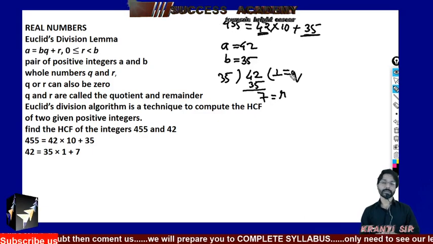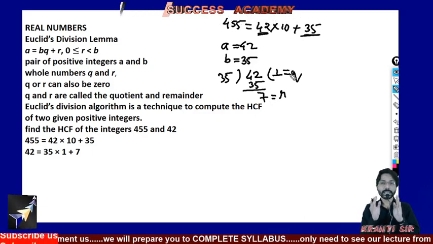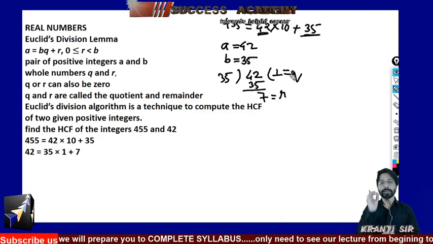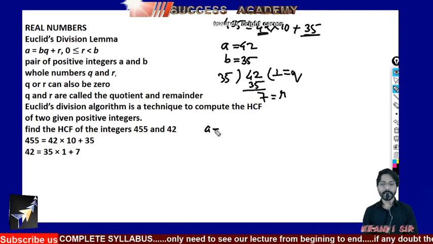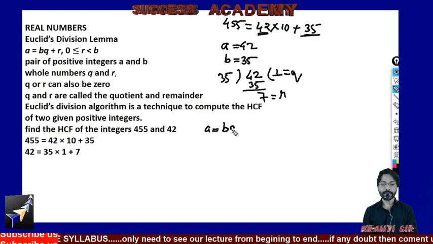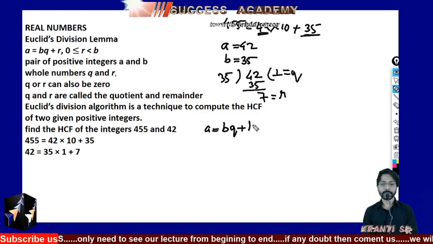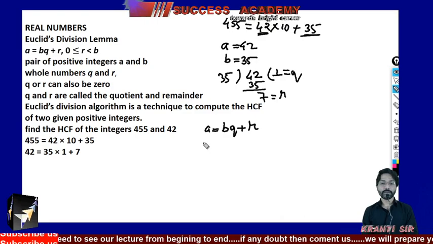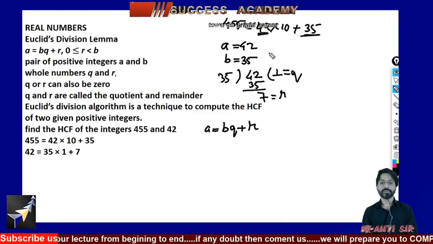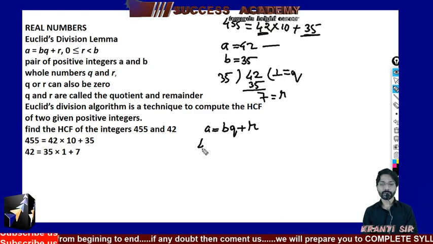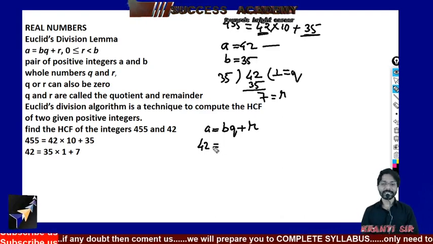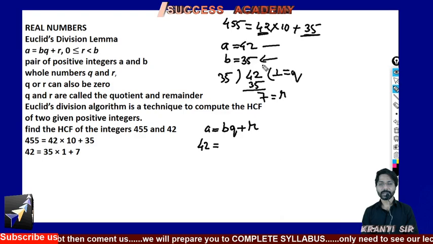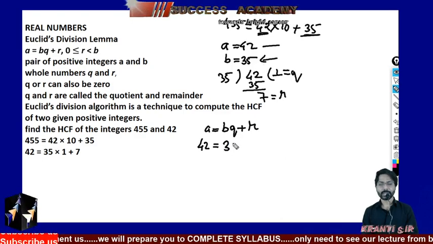Q, the quotient. Now you have to arrange it in the format of EDL. So what is the format? The format is A equal to BQ plus R. What is the value of A? Here, see, 42. So write down 42, equal to B. What is the value of B? B is 35. So write down 35.